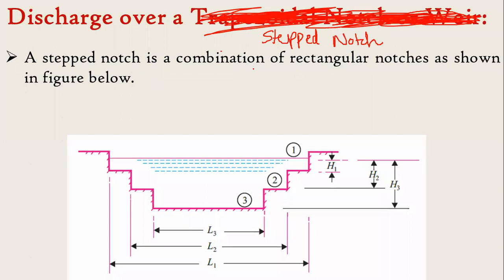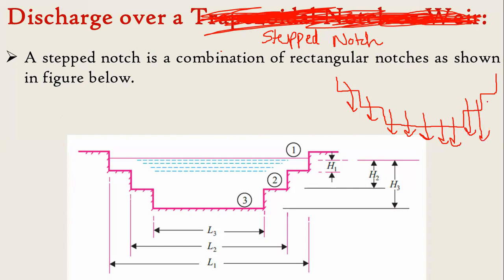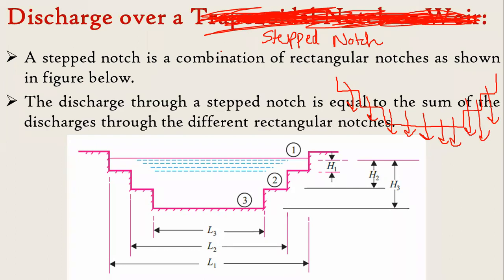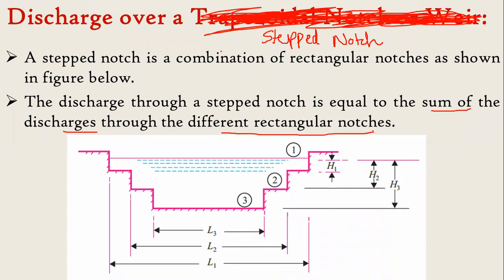A step notch is nothing but a combination of rectangular notches as shown in the figure. So if you see the front of the tank or a reservoir, you will see this type of opening in the tank or the reservoir or the channel. Okay, where water is going to fall through this stepped notch. Okay, and the formula for discharge through stepped notch is also very easy, and it is equal to the sum of the discharges through the different rectangular notches.